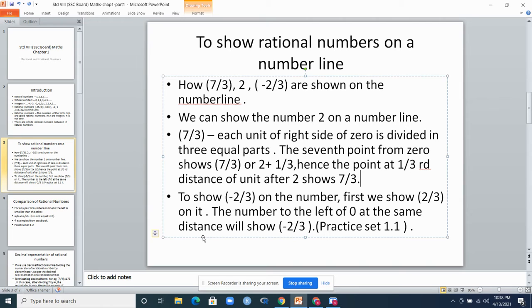The next is to show minus 2 by 3 on the number line. First we show 2 by 3 on it. The number to the left of 0 at the same distance will show minus 2 by 3. So we will divide it into 3 equal parts, and the second part will be minus 2 by 3, exactly opposite, in the opposite direction.